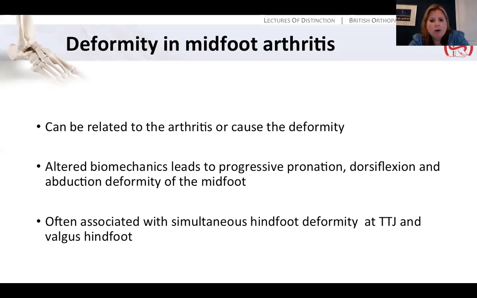Over time, with the altered biomechanics, I have some pictures coming up here, you get progressive pronation of the foot, you get some dorsiflexion and a midfoot break, and then you get an abduction deformity of the midfoot. So you're getting a very deformed foot that can be very uncomfortable to walk on, and then you may get compensatory hindfoot deformity to accommodate this.